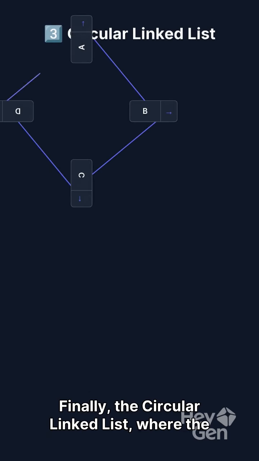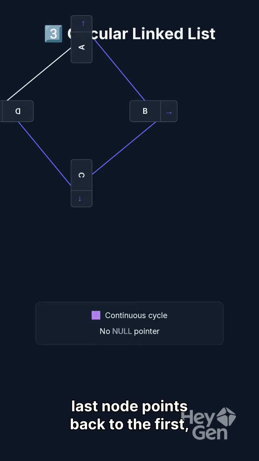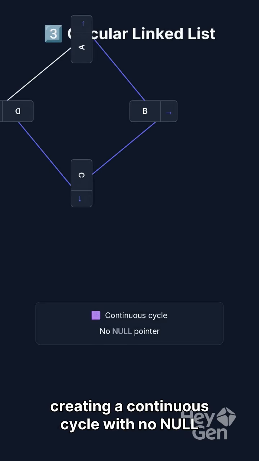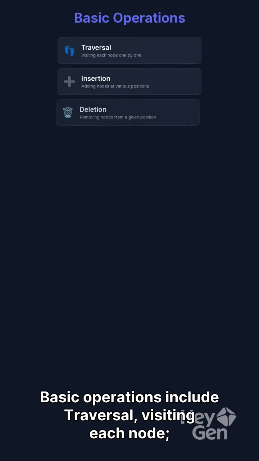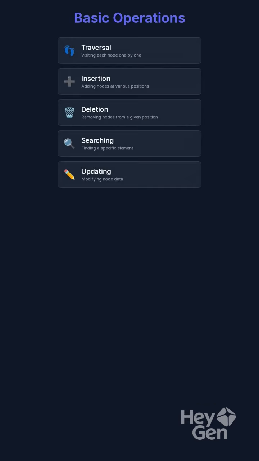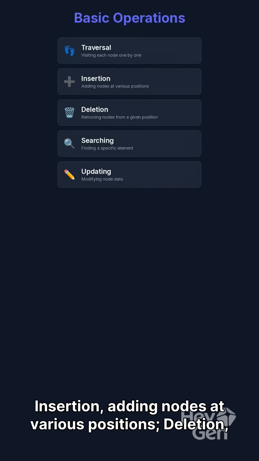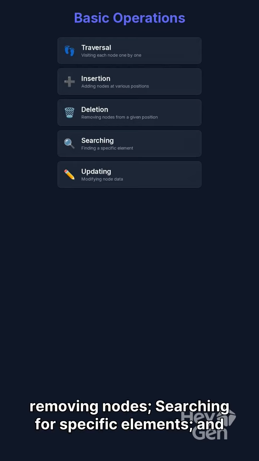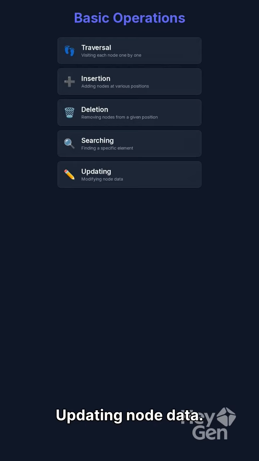Finally, the circular linked list, where the last node points back to the first, creating a continuous cycle with no null pointer. Basic operations include traversal, visiting each node, insertion, adding nodes at various positions, deletion, removing nodes, searching for specific elements, and updating node data.